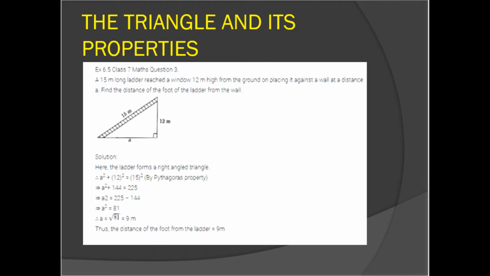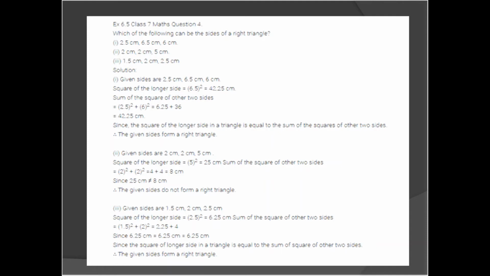So A square plus 144 equal to 225. So A square is equal to 225 minus 144, which is equal to 81. So A is under root 81, equal to 9 meter. So the distance of the foot of the ladder is 9 meter. Moving to question number 4.